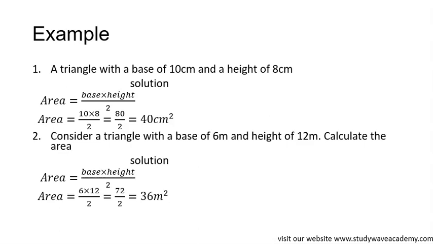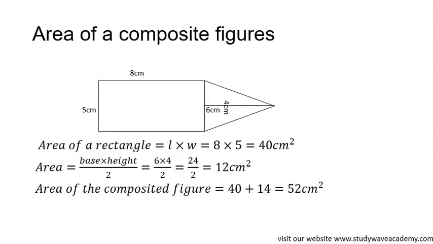Now we have looked at the area of a parallelogram and we have looked at the area of a triangle. Next, we are going to be looking at the area of composite figures. Okay, what do we mean by that? Composite figures are figures with 2 or more geometrical shapes.